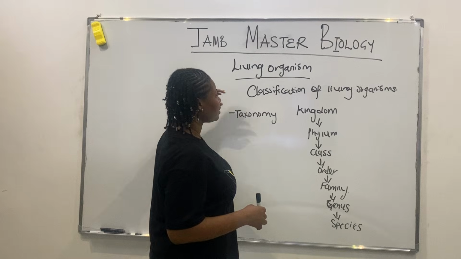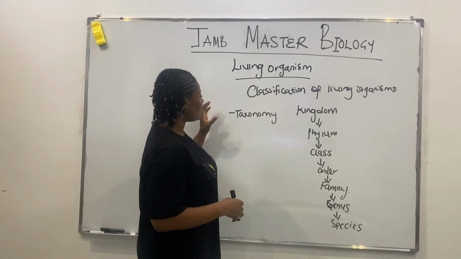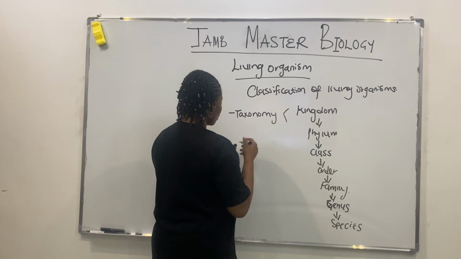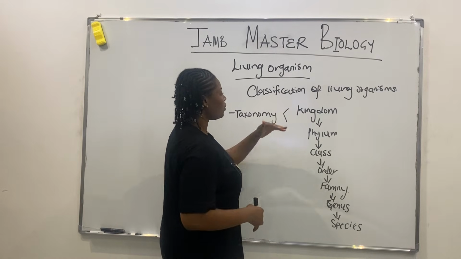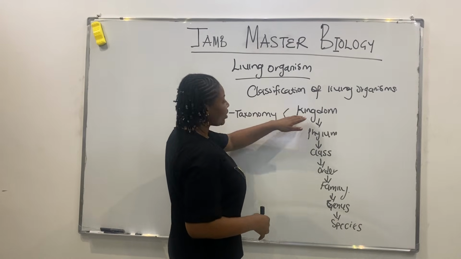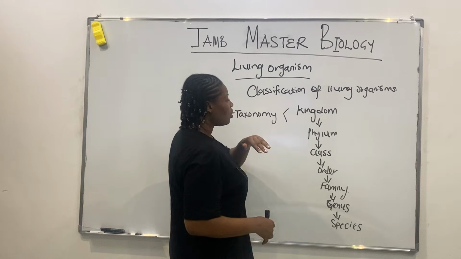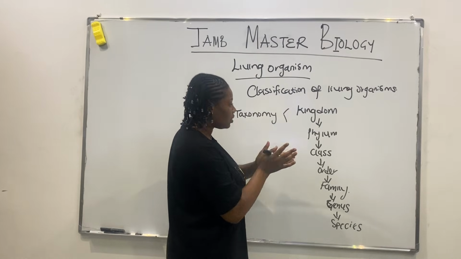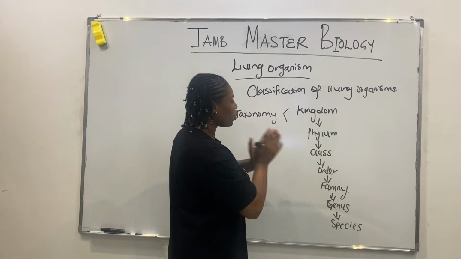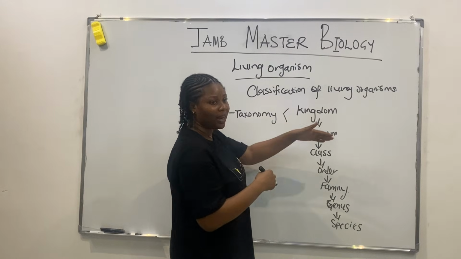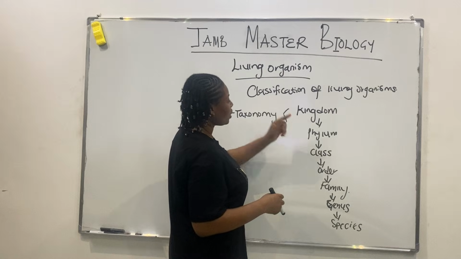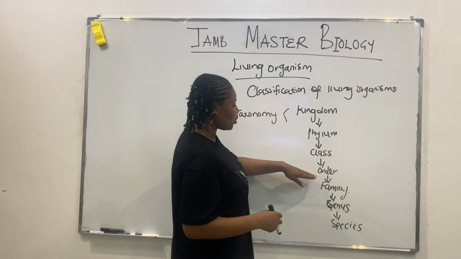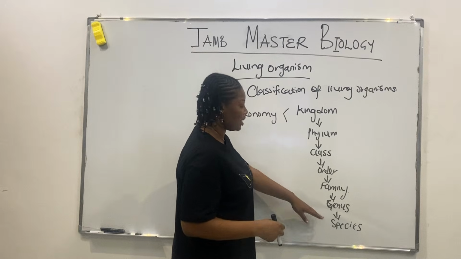So living organisms are classified in biology. The classification is called taxonomy. The hierarchy of taxonomy is what we are seeing here. So the first is the kingdom. After the kingdom, we have the phylum or phyla. It can be phylum or phyla, but the main word is phylum. Although some people use phyla, we use phylum. So we have the kingdom, the phylum, the class, the order, the family, the genus, and the species.